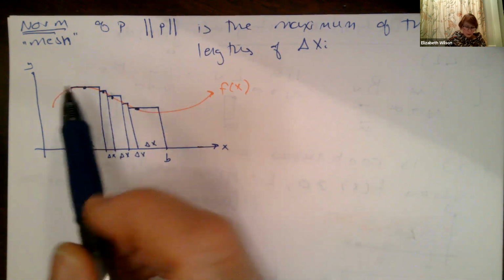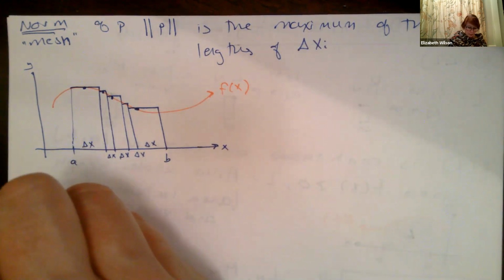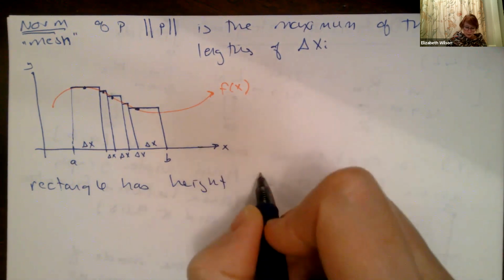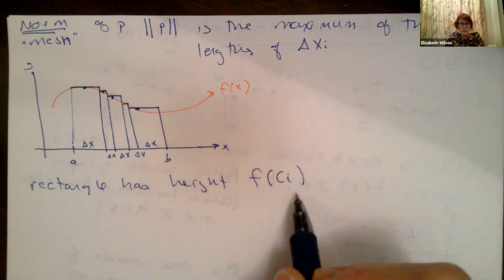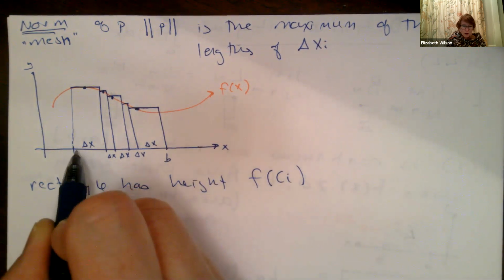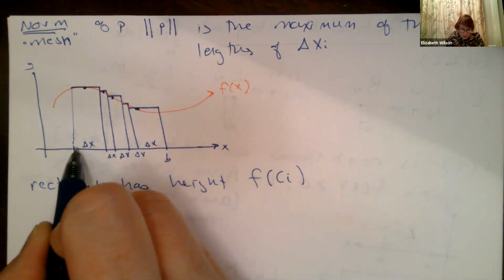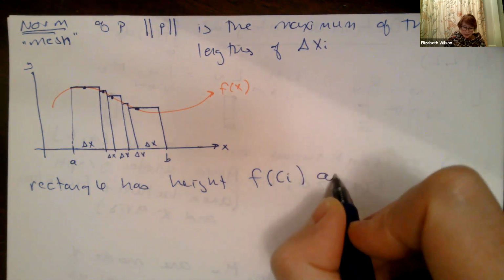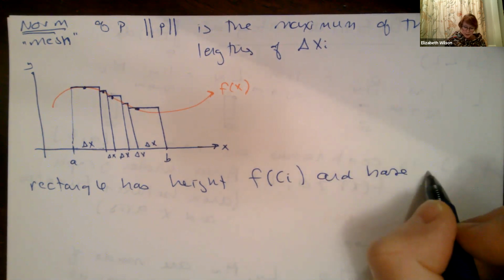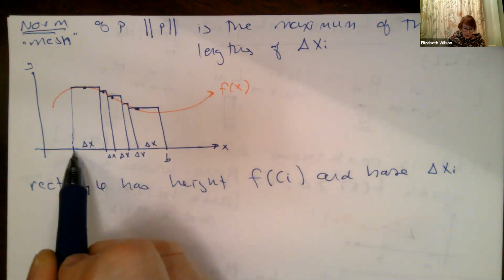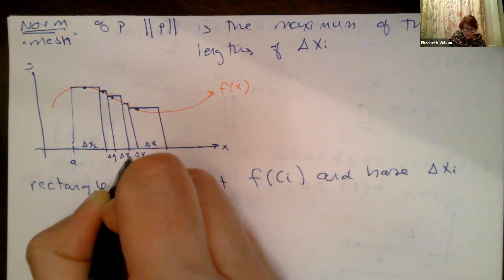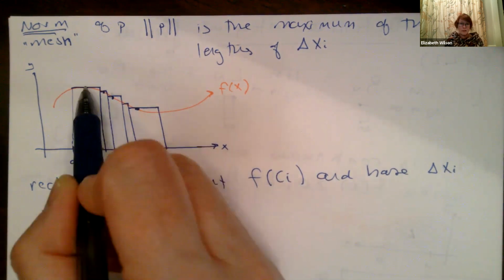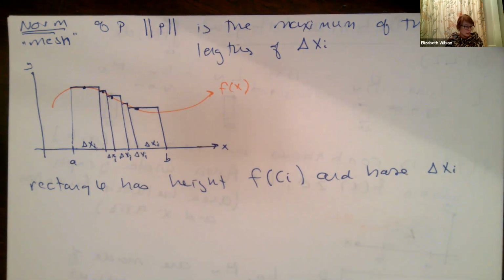Okay, so let's write it down. I've got a rectangle that has a height. It's our function evaluated at whatever that c sub i is along our x range, so within that delta x. So it's the function evaluated that gives us the height. And a particular rectangle has base delta x sub i. These are all different delta x's, right? So this delta x and this c sub i we need to evaluate to get the base and the height, okay?